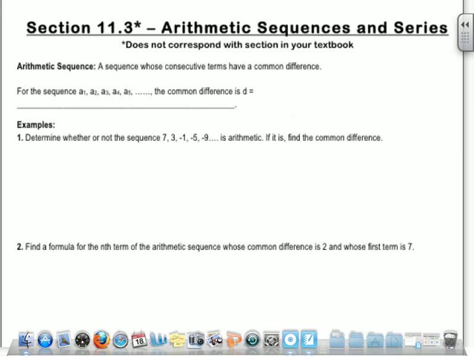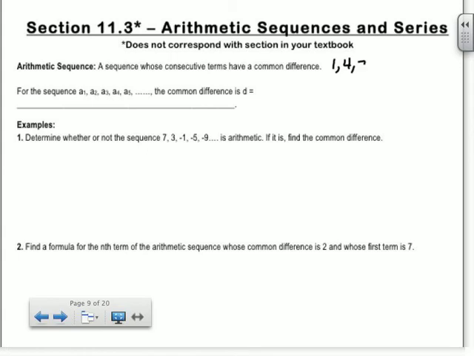All right, 11.3 is on arithmetic sequences and series. So an arithmetic sequence is a sequence whose consecutive terms have a common difference. So for instance, let's say I have 1, 4, 7, 10, 13, and so on.